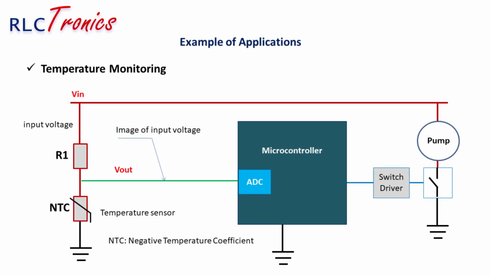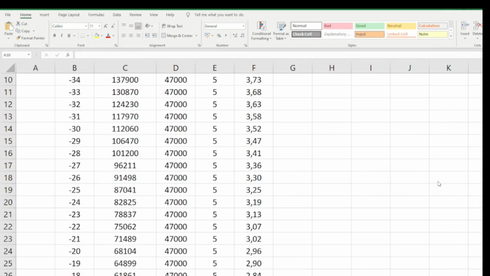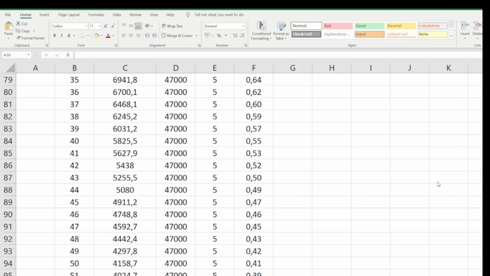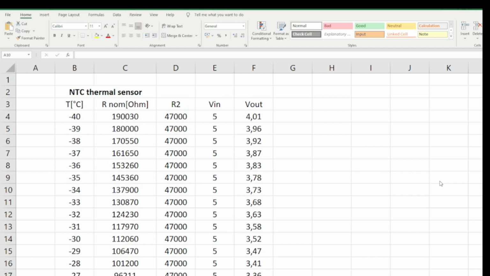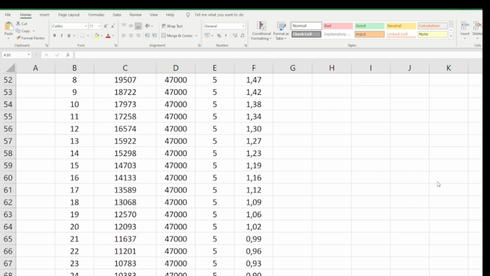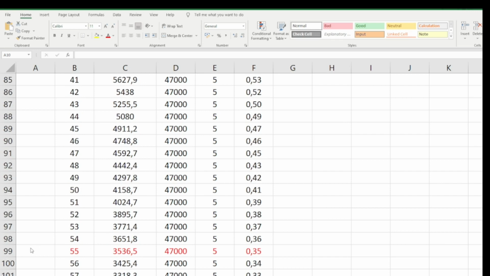Another example, consider you want to protect your pump from operating under high temperature levels. Suppose there is a temperature sensor inside the pump, and this sensor is an NTC, negative temperature coefficient. This type of sensor operates like a resistor, which changes its value depending on the temperature of its body. The resistance of this sensor decreases when the temperature increases. You can calculate the voltage for each value of temperature, and this way you set the threshold of protection. If you want to cut off the power when the temperature exceeds 55 degrees Celsius, the threshold voltage would be 0.35 volts.